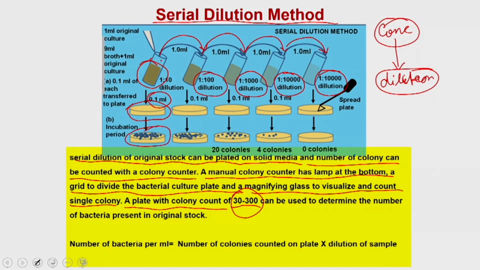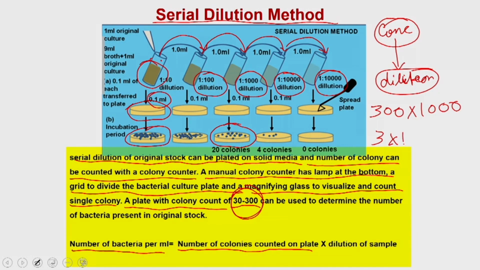Once the number comes in this range, you can take that particular plate, and then calculate the number of bacteria per ml. For example, if you got 300 colonies, and suppose you made the 1:10,000 dilution, then you just multiply this number by the dilution factor. So, this will become 3 into 10 to the power 5 bacteria per ml.